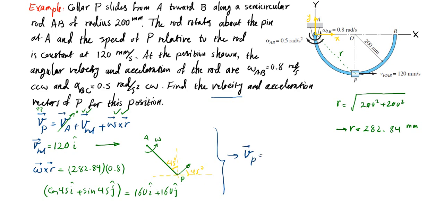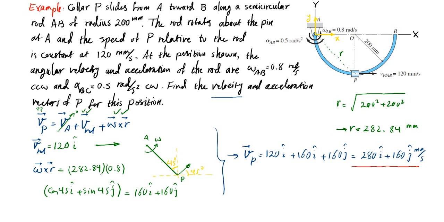It would be 120i plus 160i plus 160j. I'm just summing up the components, right? So we get 280i plus 160j millimeter per second. That would be the velocity of point P in terms of a vector, or represented in vector terms.